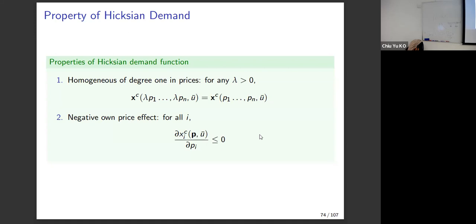So that always holds, okay? No, but the main thing about the Hicksian demand is this, okay? If you have Hicksian demand, it's always downward sloping, okay? In some sense, economists are right, right? If you talk about Hicksian demand, Hicksian demand is always downward sloping, okay?